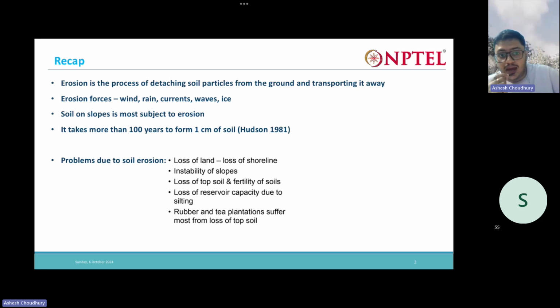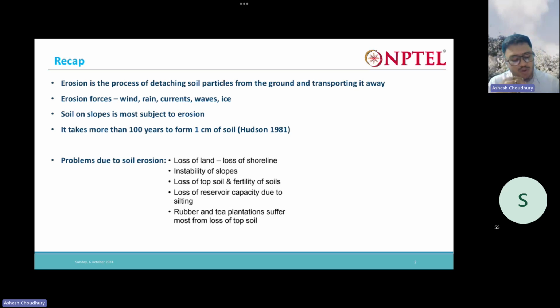It takes more than 100 years to form 1 centimeter of soil. Just to form a 1 centimeter thick soil layer, it needs more than 100 years. As you know, soil comes from various chemical and mechanical processes, such as chemical weathering, physical weathering, and many other factors. So we need to prevent soil erosion, the loss of soil.